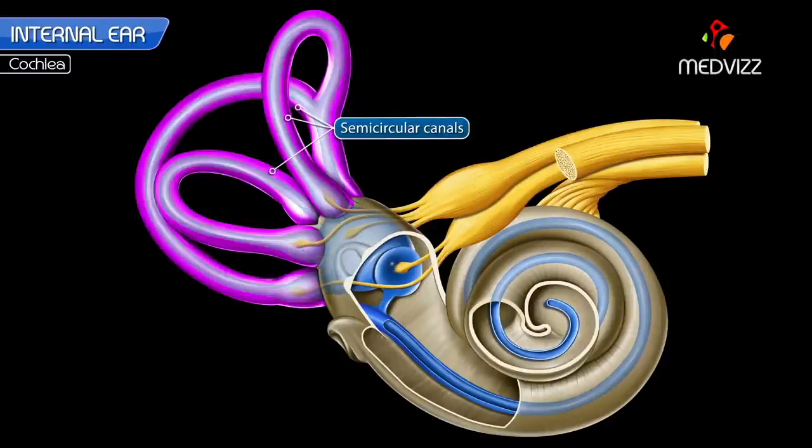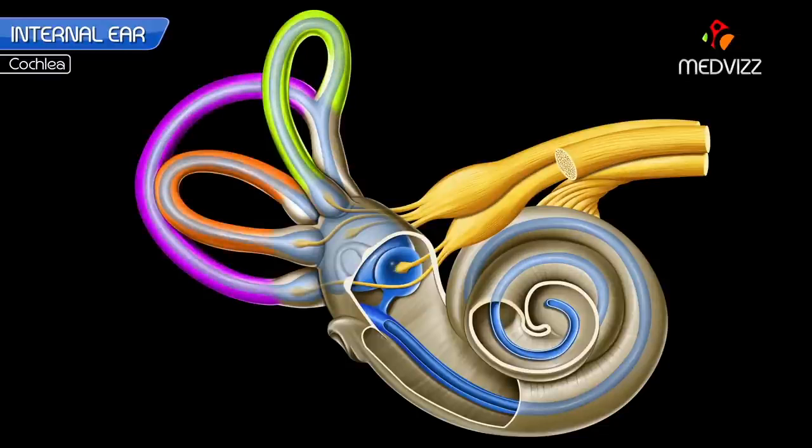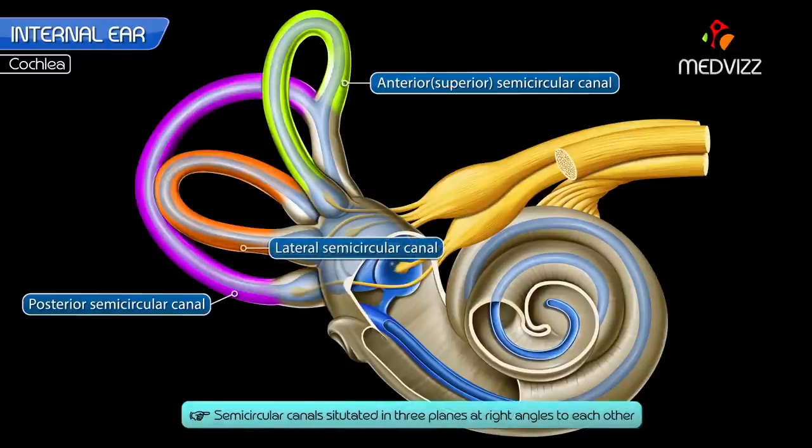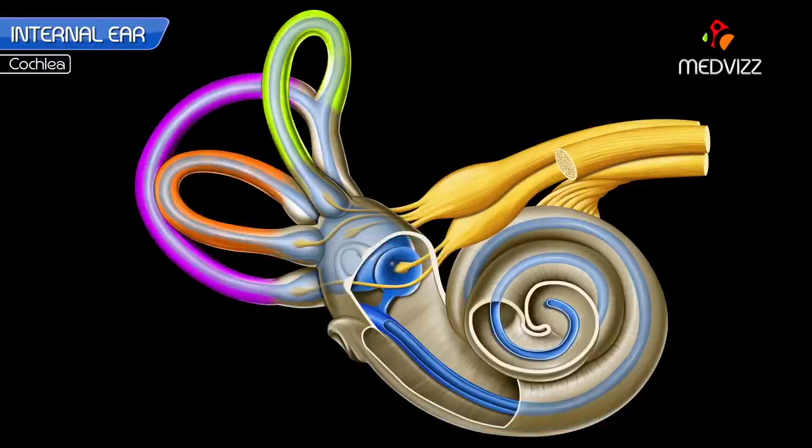Semicircular canals. There are 3 bony semicircular canals: anterior or superior, posterior, and lateral. They are situated in 3 planes at right angles to each other. Each canal is about 2/3 of a circle and is dilated at one end to form the ampulla.